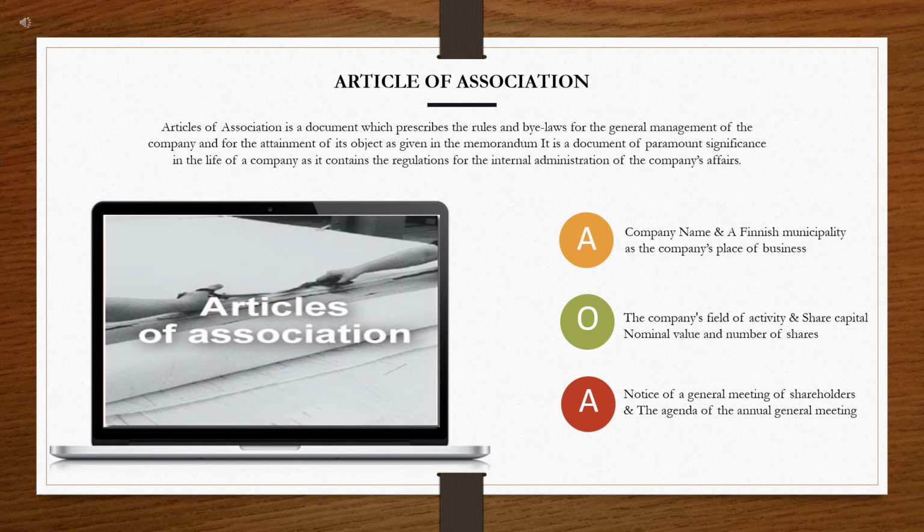Articles of Association, an overview. Articles of Association is a document which prescribes the rules and bylaws for the general management of the company and for the attainment of its object as given in the memorandum. It is a document of paramount significance in the life of a company as it contains the regulations for the internal administration of the company's affairs.